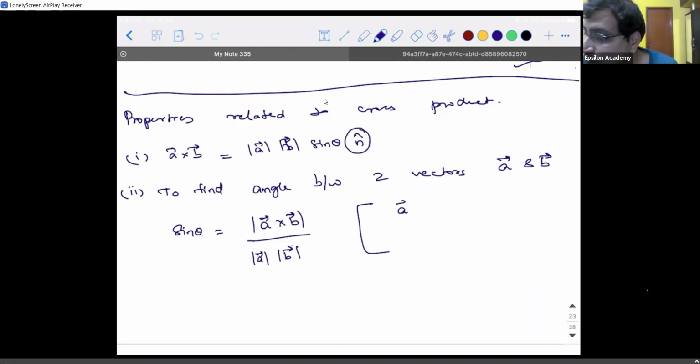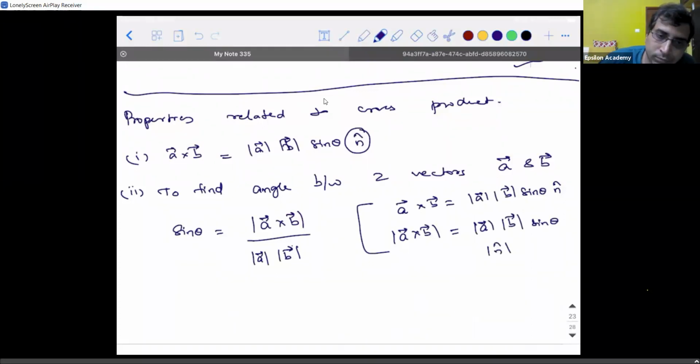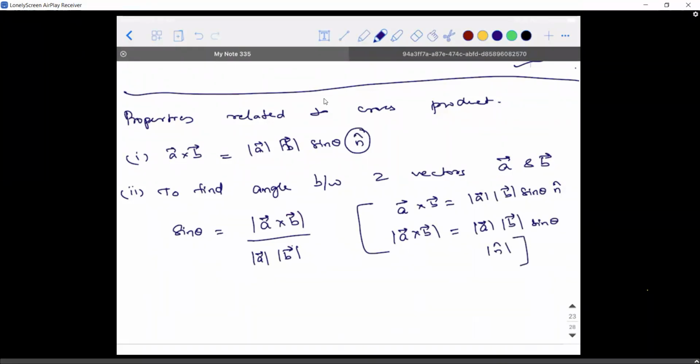So A vector cross B vector is equal to magnitude of A vector into magnitude of B vector into sine theta n cap. Then what is the magnitude of A vector cross B vector? This will be nothing but the magnitude of the whole right side quantity. So magnitude of A vector is undisturbed, magnitude of B vector is undisturbed, sine theta is undisturbed. What is the magnitude of n cap, guys? N cap is a unit vector, so its magnitude is 1.